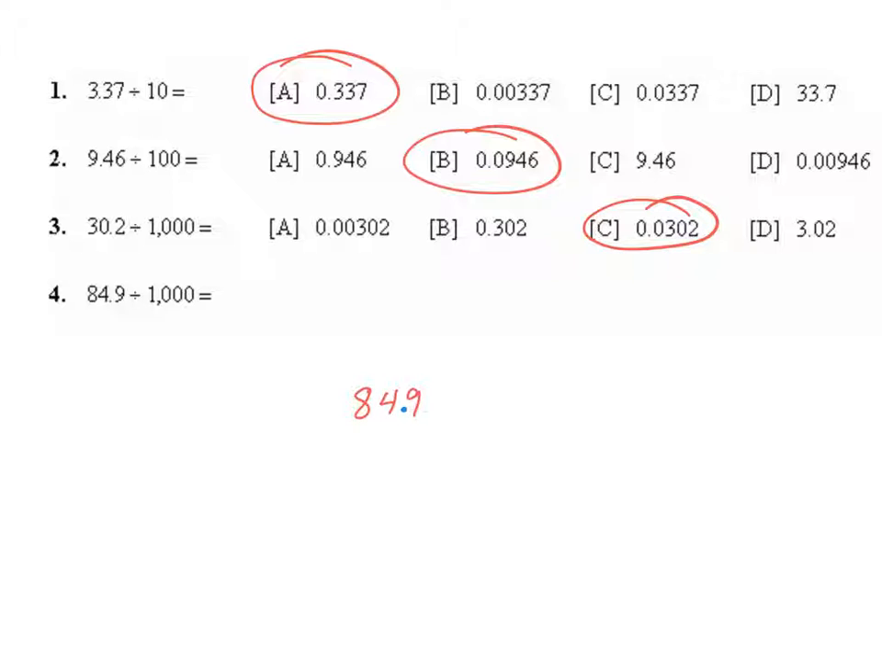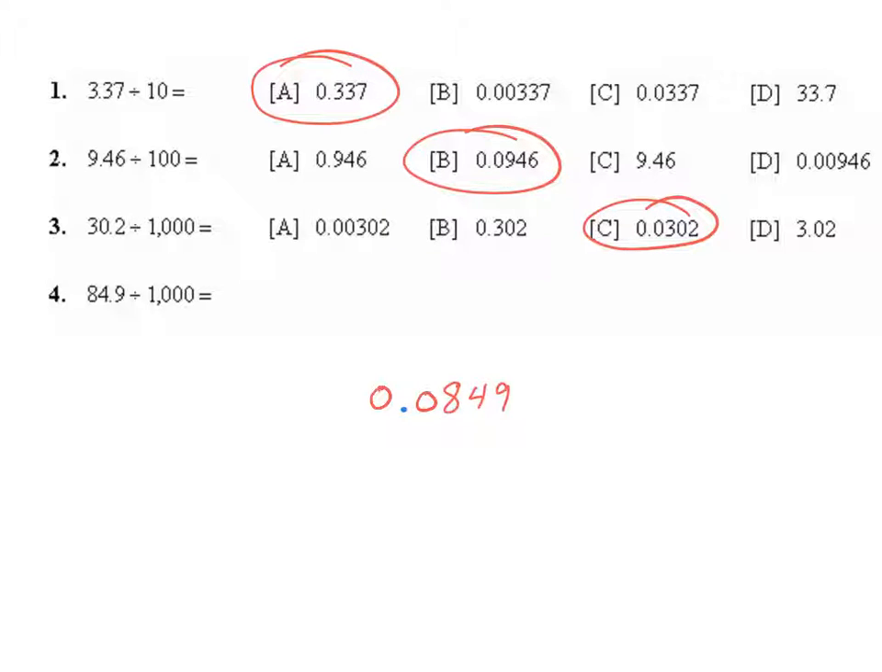And question 4 is 84.9 divided by 1,000. Again, dividing by 1,000 is 3 powers of 10, so 3 place values to the right. 1, 2, 3. Fill in the empty place value with a 0. And I always put a 0 before the decimal just so we can see it. So we have 849 10,000ths.